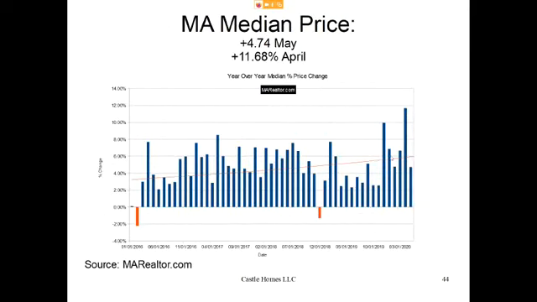And this is just another picture with the same data. Up 4.74% in May and 11.68% in April. Oops, I forgot a percentage mark there. But the trend is still intact. You can see this was a pretty outsized gain in April as things really got shut down in Massachusetts.